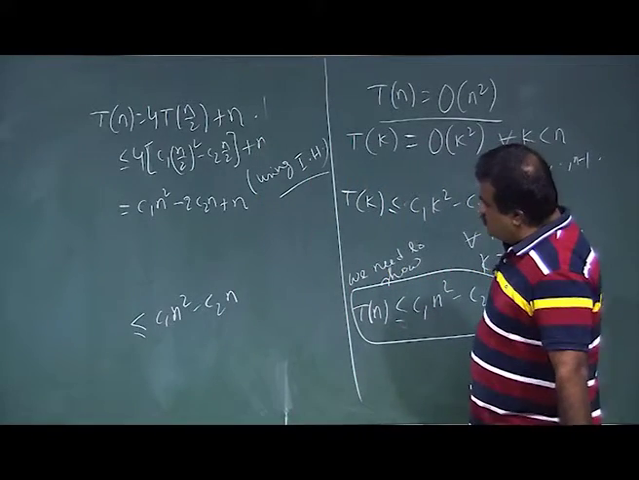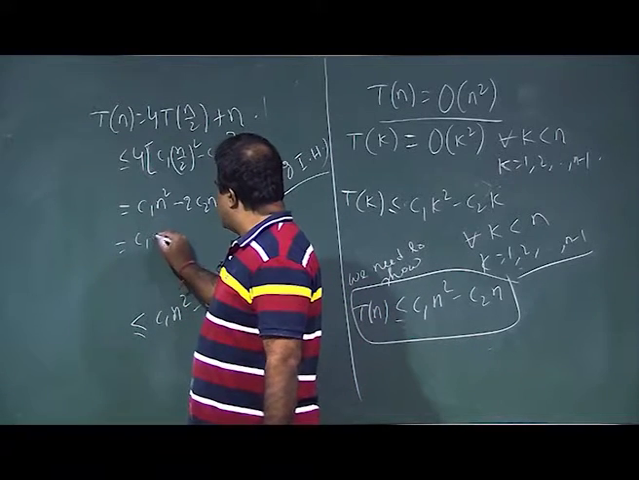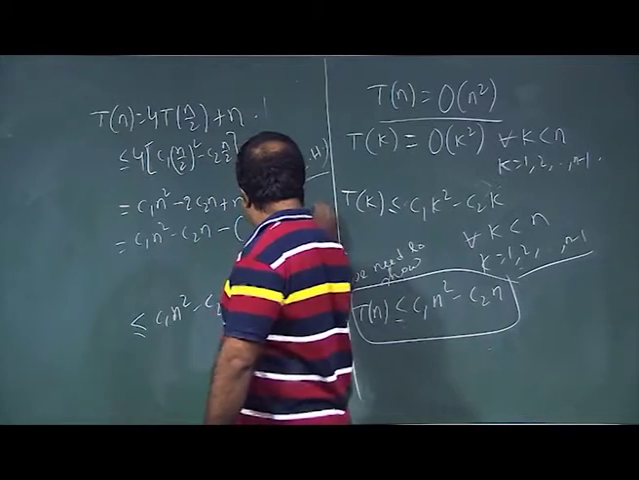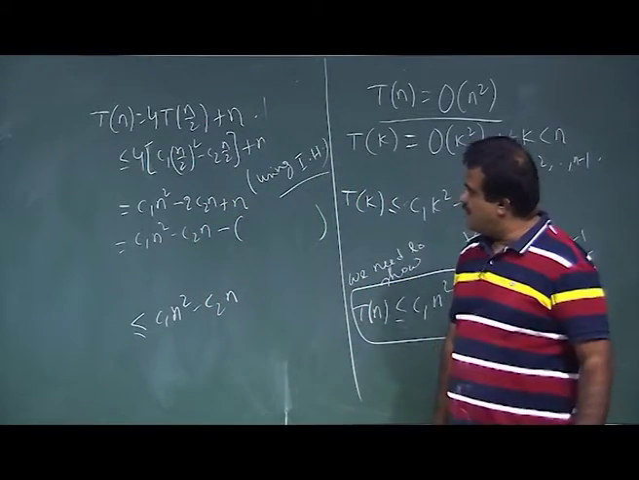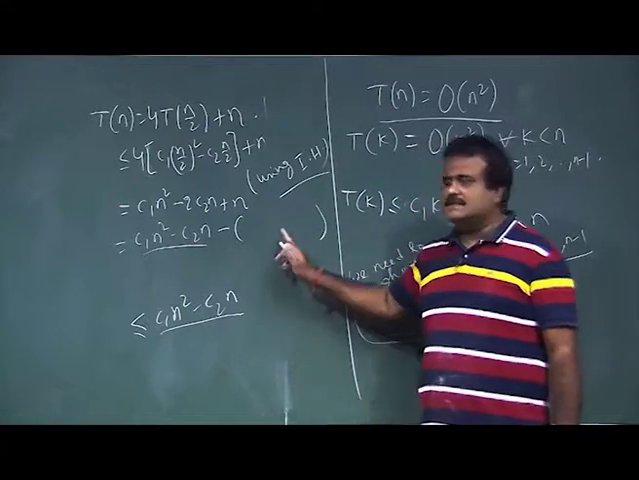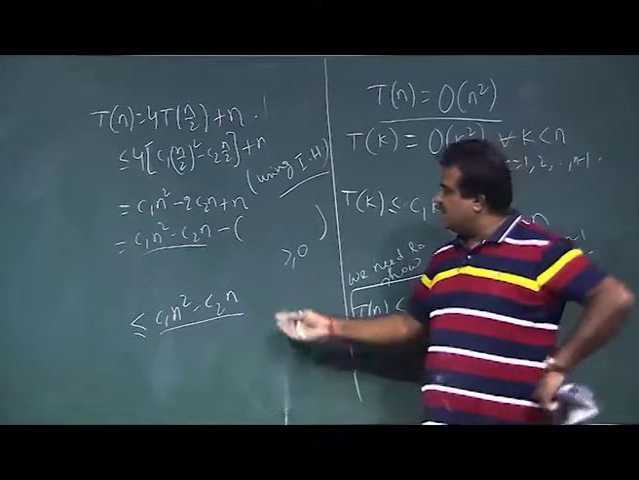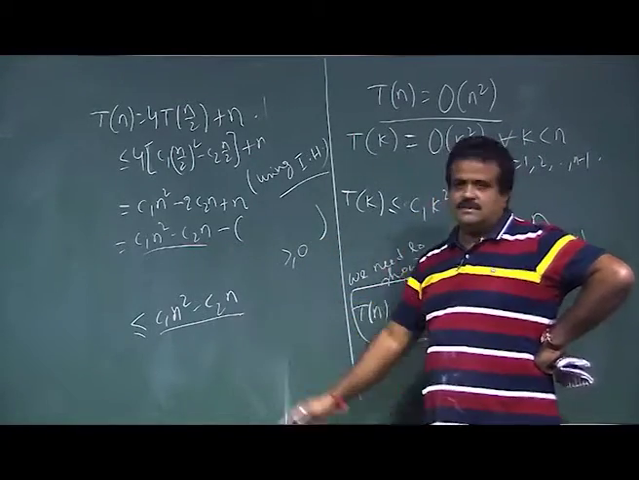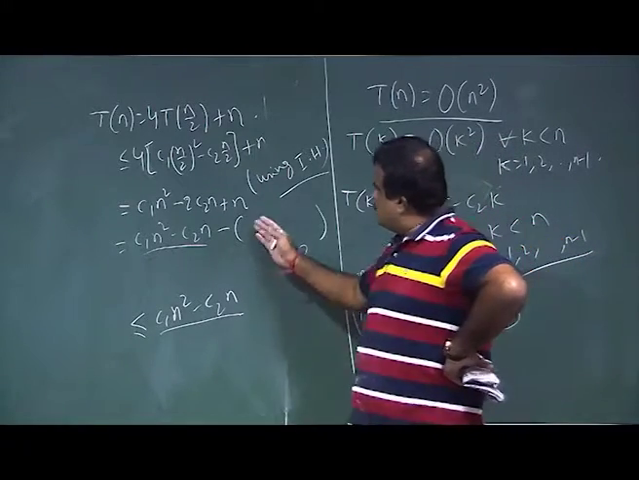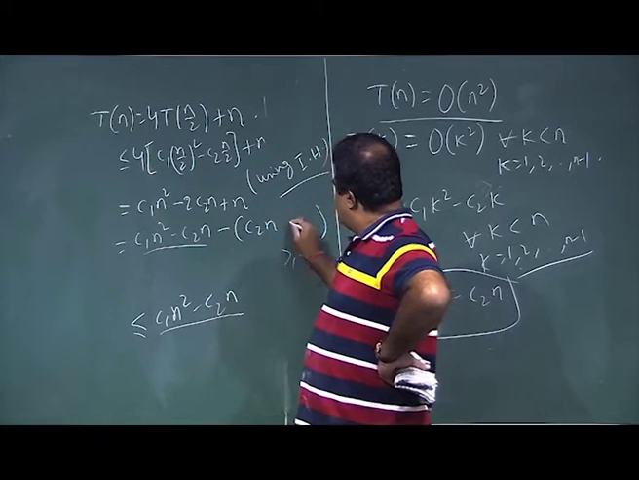To show this, we must write it as C 1 n square minus C 2 n minus something. If this term is greater than 0, then we can say this is less than this, and we are done. So, what is this term? This term is basically C 2 n minus n.